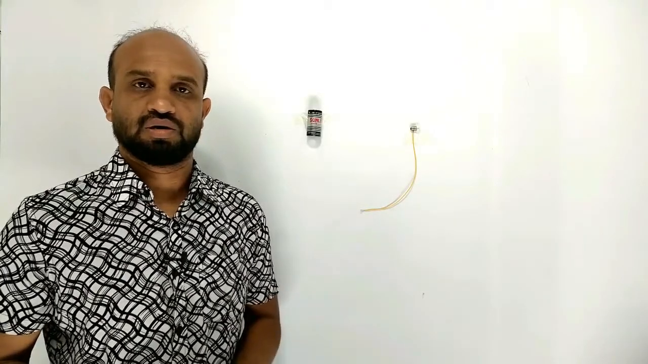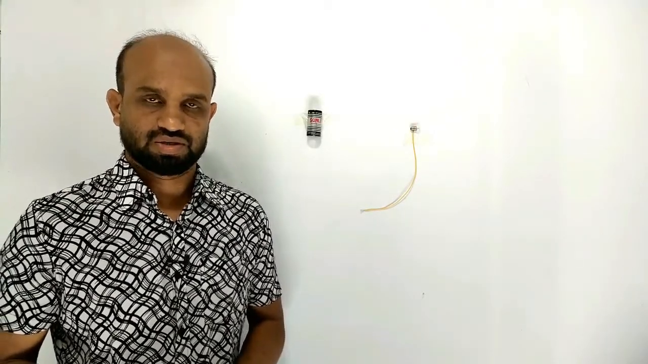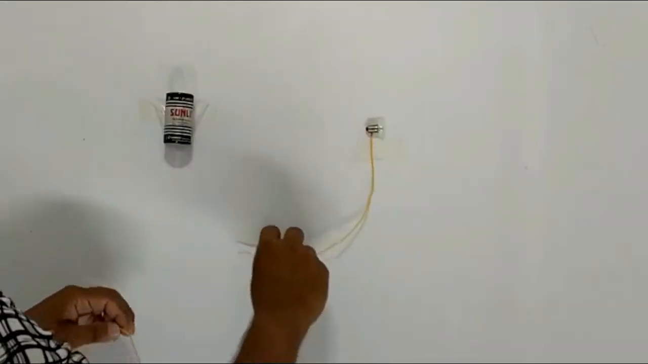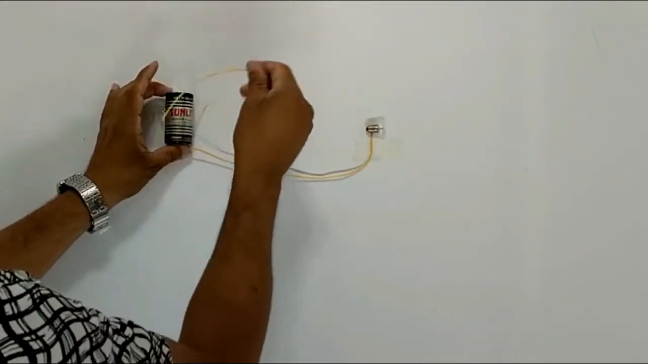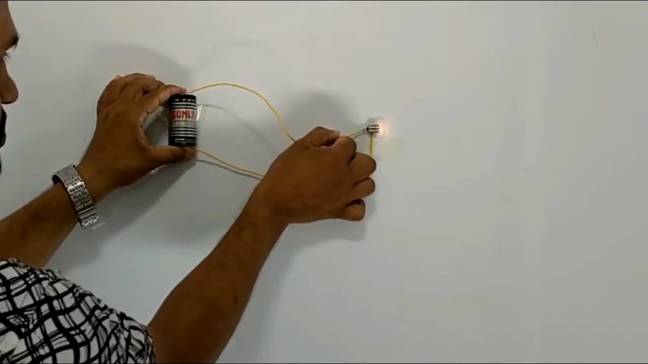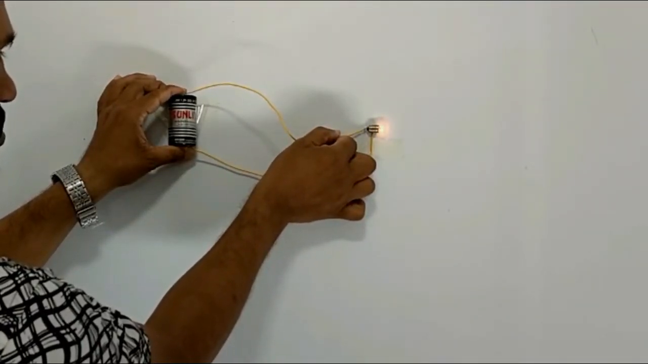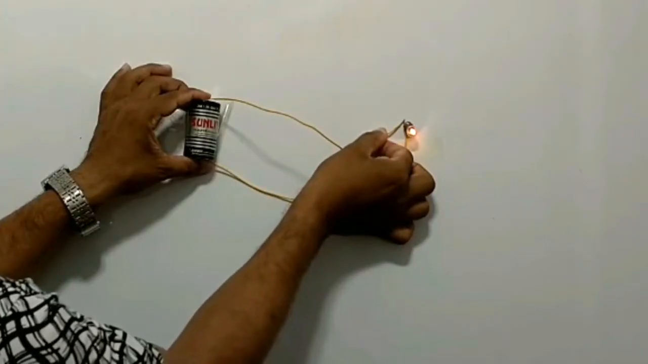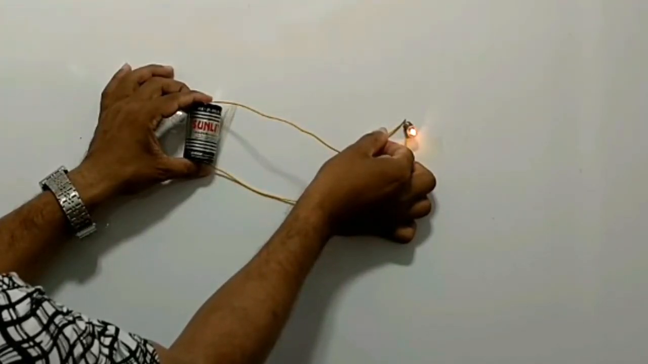Here is the dry cell, and these are wire and bulb. Let's see the production of electricity practically. Apparatuses are attached on the board. Let's see. This bulb is glowing now. That means here chemical energy is converted to electrical energy.